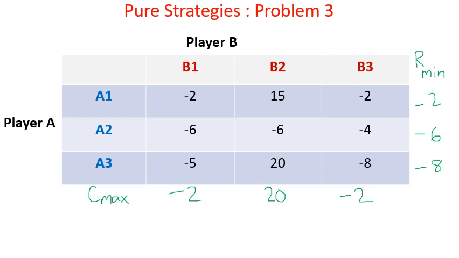So let us now see which is the maximum here. What is the maximum here? The maximum value out of these is this. -2 is the maximum amongst these. So this -2 value, there is a value here as well as one here.